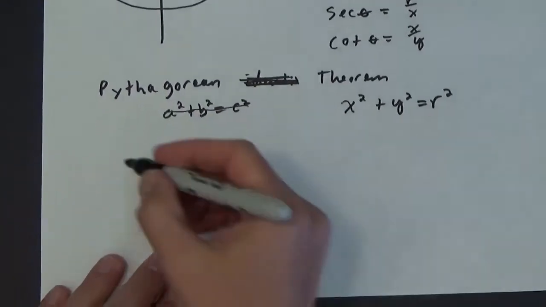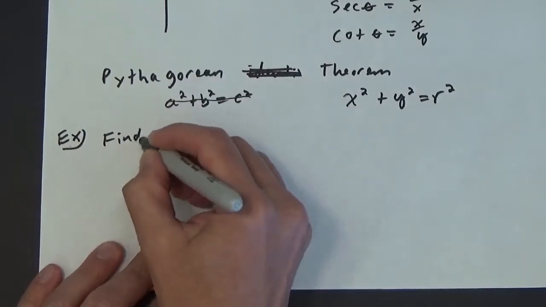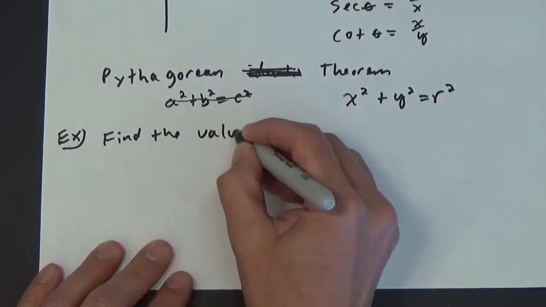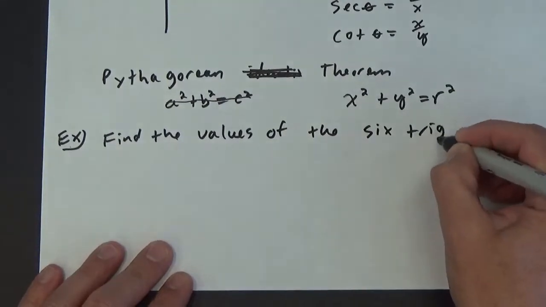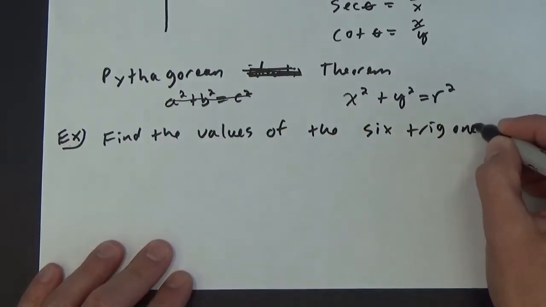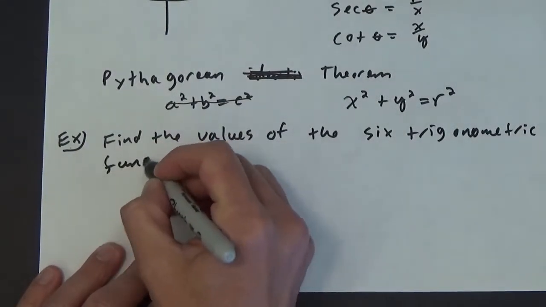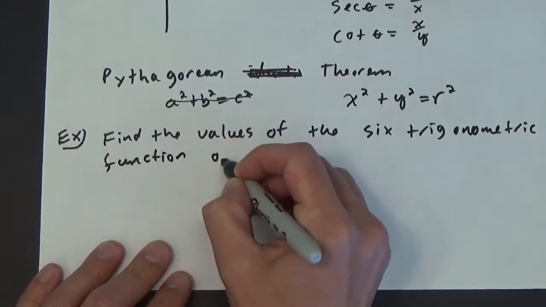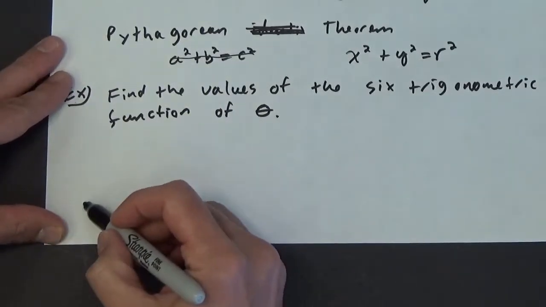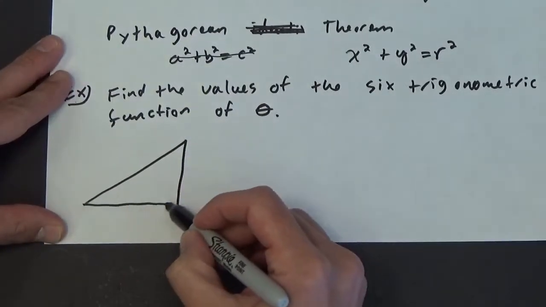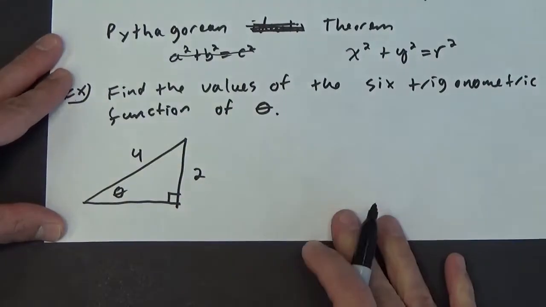Okay, so let's look at an example here. Let's find the values of the 6 trigonometric functions of theta. And this problem comes with a figure. So here is our right triangle. There's theta. This is 4 and this is 2.